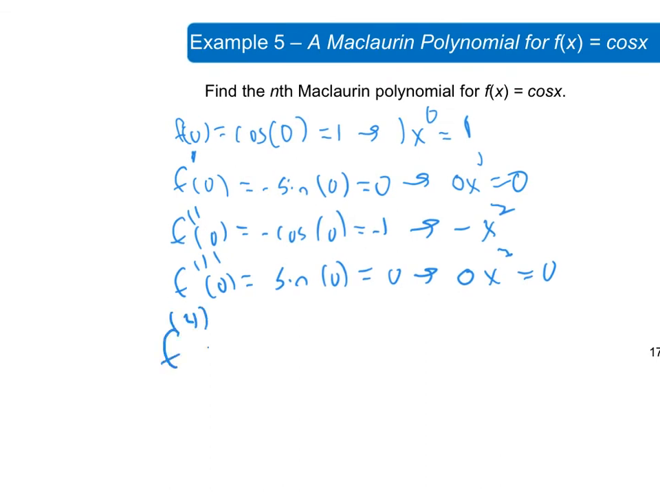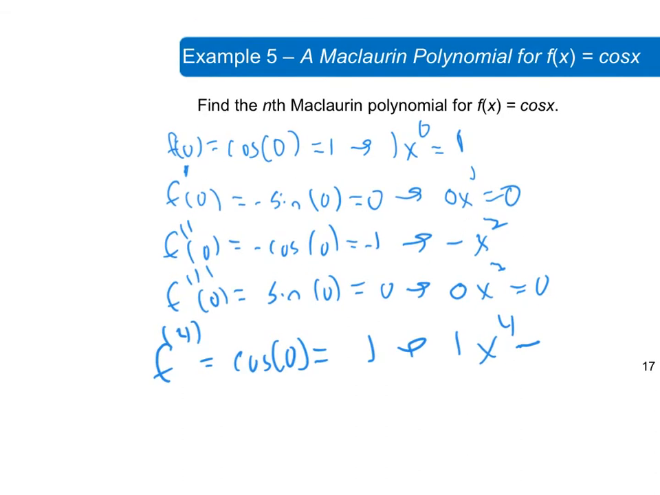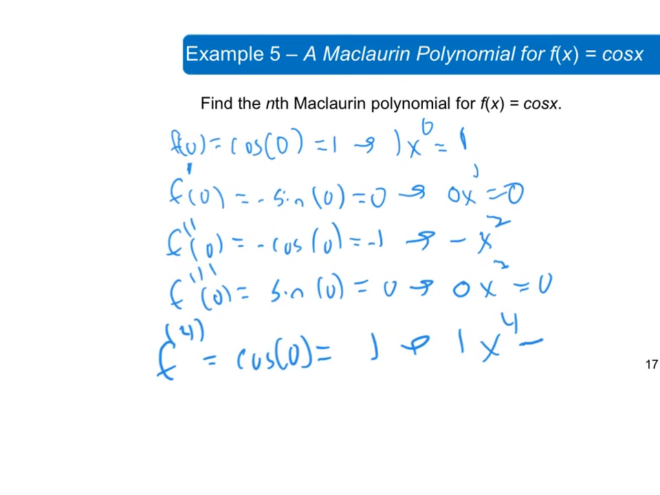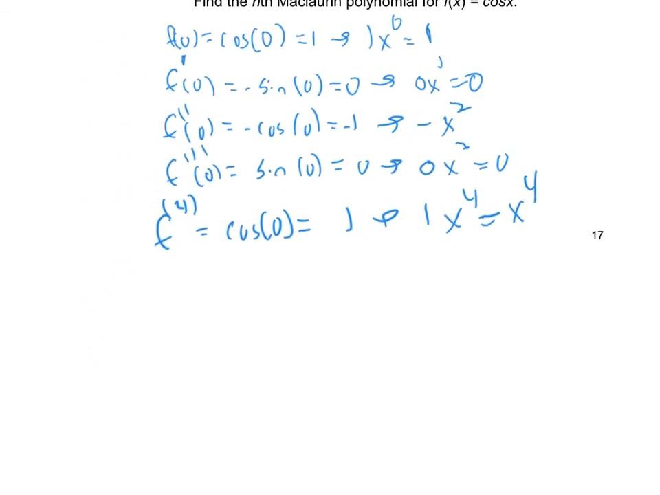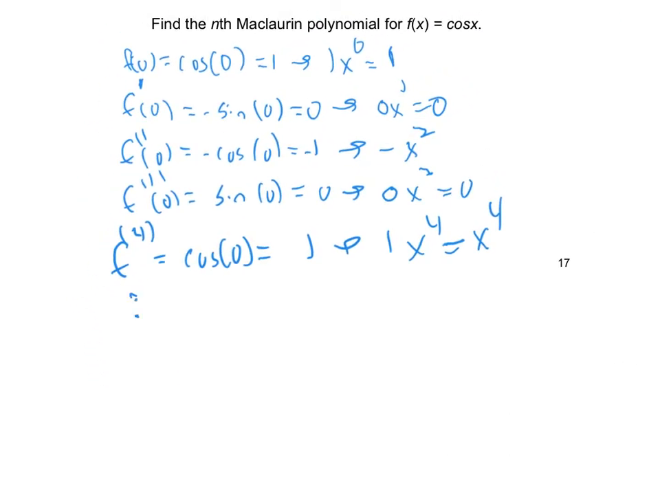Last one, I think I'll prove my point. The fourth derivative of sine is cosine. Cosine of 0 is a 1. That takes me to a 1 times x to the 4th, which is equal to x to the 4th. So all the way to the nth derivative at 0 will be whatever it is.